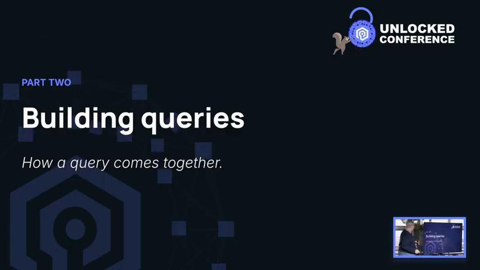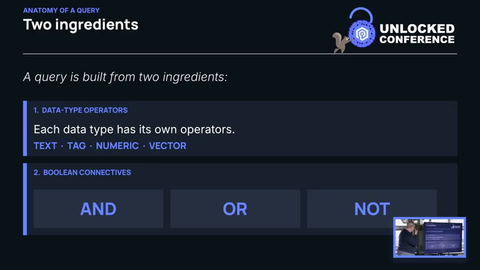Okay. So queries are pretty straightforward. You can think about them in a programming language context. They're basically a set of query operators. Each data type has its own operator, and those are connected together with a series of ands and ors.